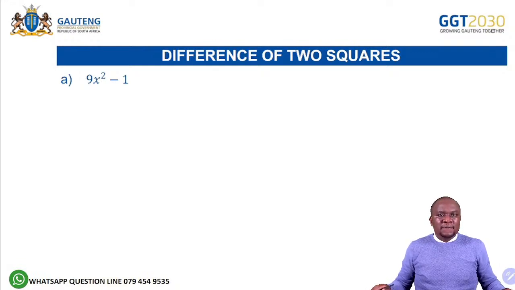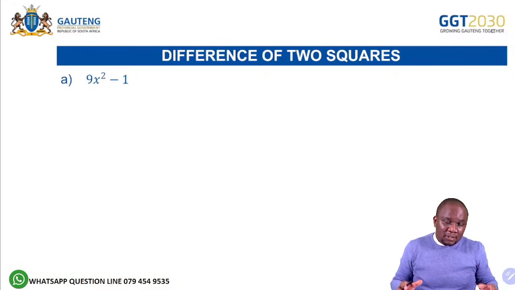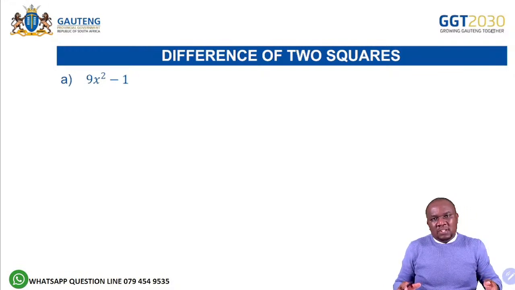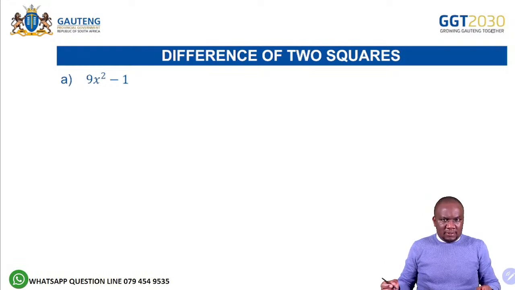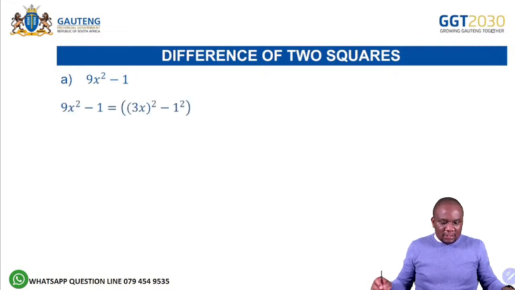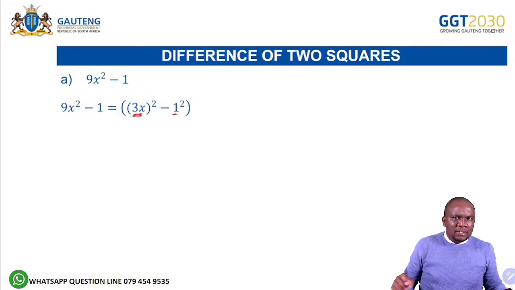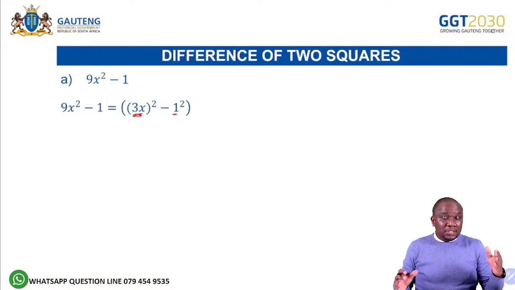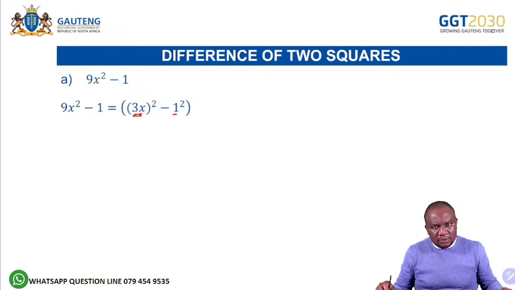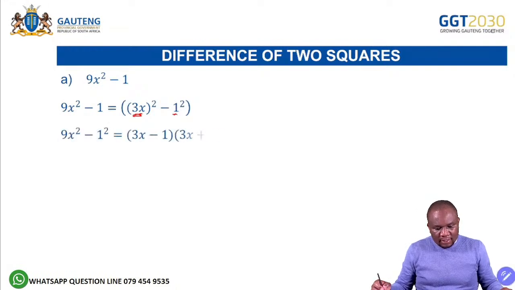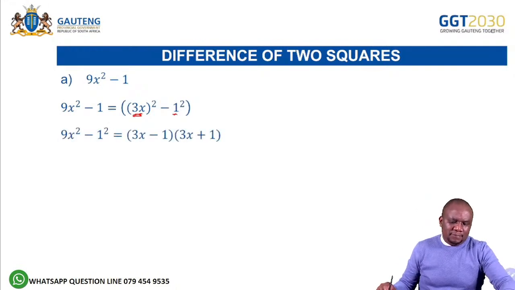And then how do we factorize a difference of two squares? We find the square roots, and the square roots go in our two brackets. One bracket is going to have a plus, the other bracket is going to have a minus. As simple as that. So now let's find the square roots. The square root of 9x squared is 3x. The square root of 1 is 1. So we're going to have our two brackets with 3x minus 1 and 3x plus 1. You see that? Okay. So we have factorized fully.